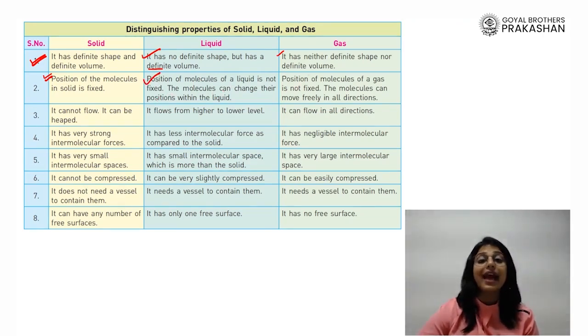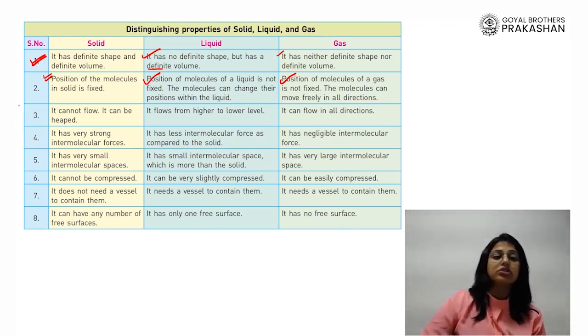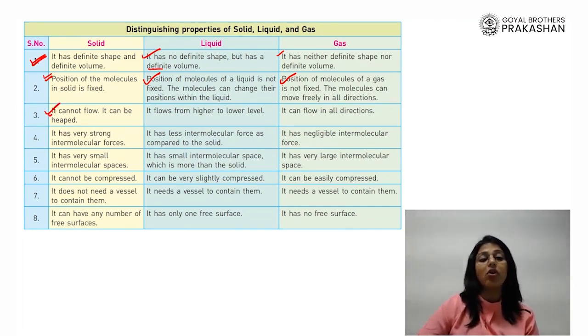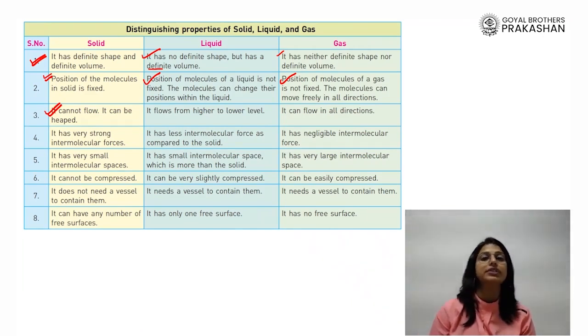On the other hand, in gases, the position of the molecules is not fixed at all. The molecules are free to move in all the directions, right? Then we come to the third point. The third point says, it cannot flow. Have you ever seen the table flowing or the chair flowing or us flowing? No. Something which is solid cannot flow, but we can still make a heap. When we talk about soil or sand, we can make heaps of it, though it is solid. So we can put it one over the other.